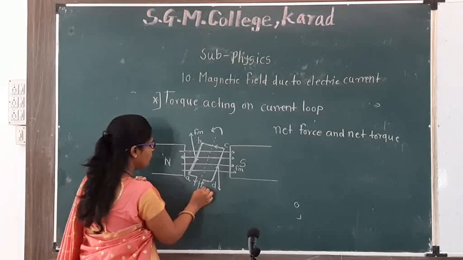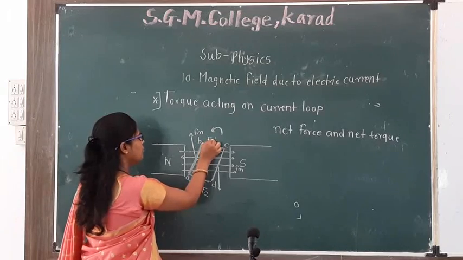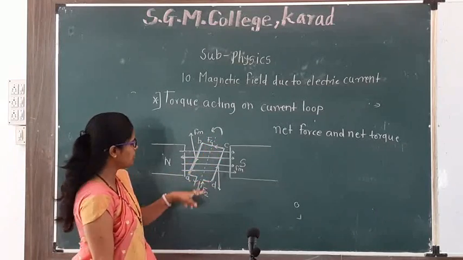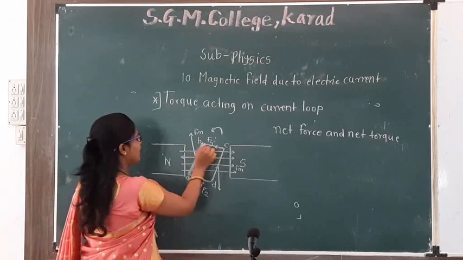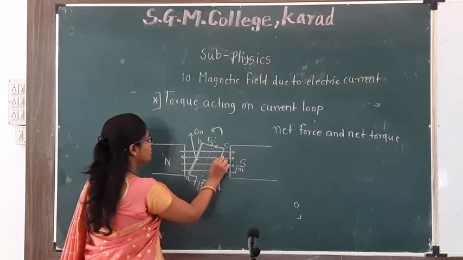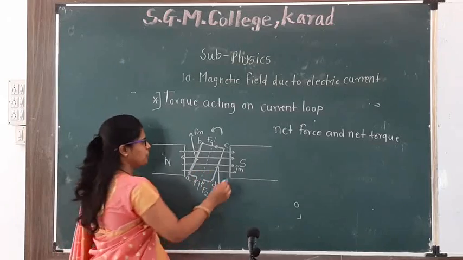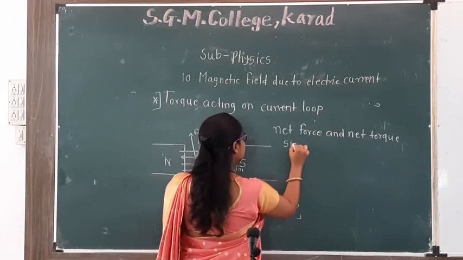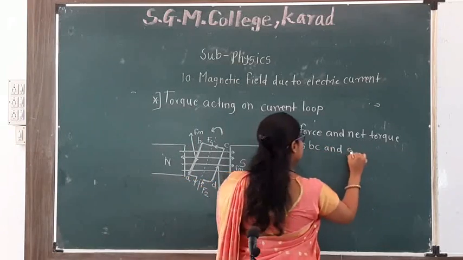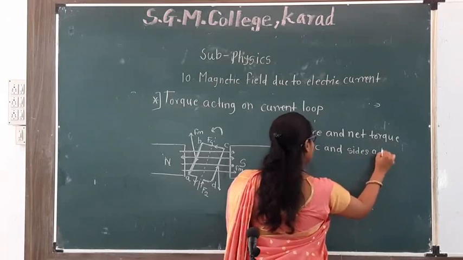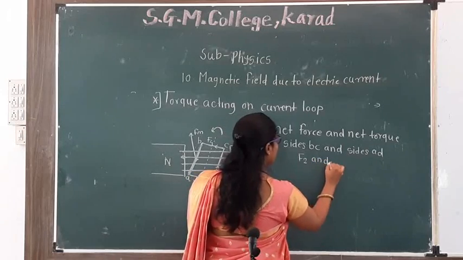Side AD has the force F2, and side BC has the force F4. These two forces are along the same line due to the magnetic field. So these two forces, on sides BC and AD, are F2 and F4.